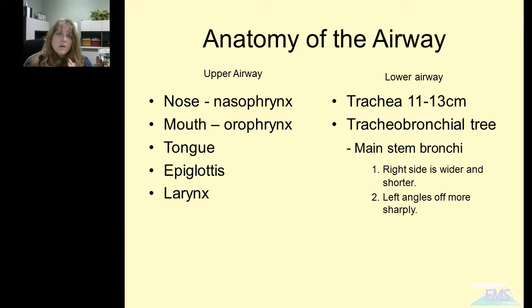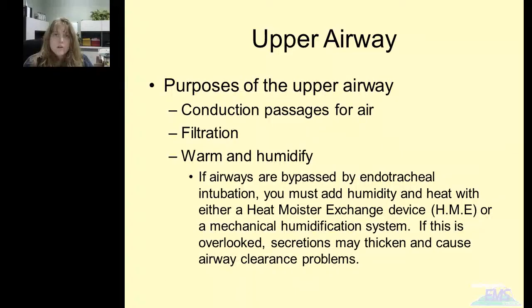So the big thing also physically to remember with the airway is that your right side of the main stem is wider, it's shorter, whereas the left angles off more, and that is to compensate for space to allow the heart to sit in the chest cavity. We know that the purpose of the upper airway is to conduct air down into the lungs, so it's part of that pathway. The purpose is to warm, humidify, and filter the air that's coming through and make sure that it's ready to be received by the lower lungs.